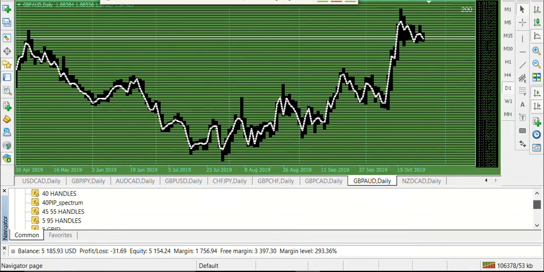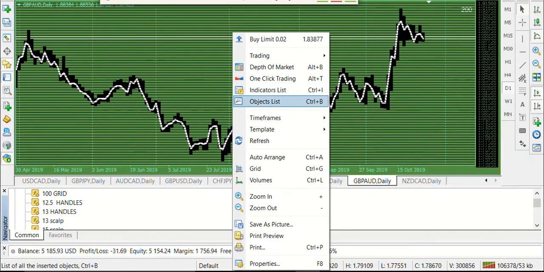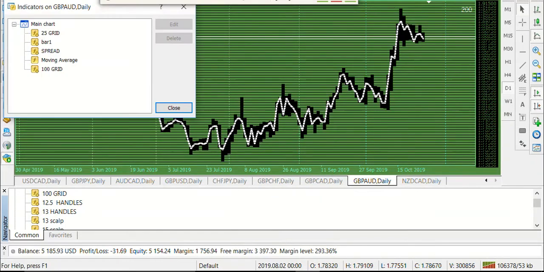It's actually big bars, so you have to believe me that it's 100. Here it is, 100 grid. Of course, we got to delete the grid we got, but this is the painstaking part of the system. That 25 pip grid on there.